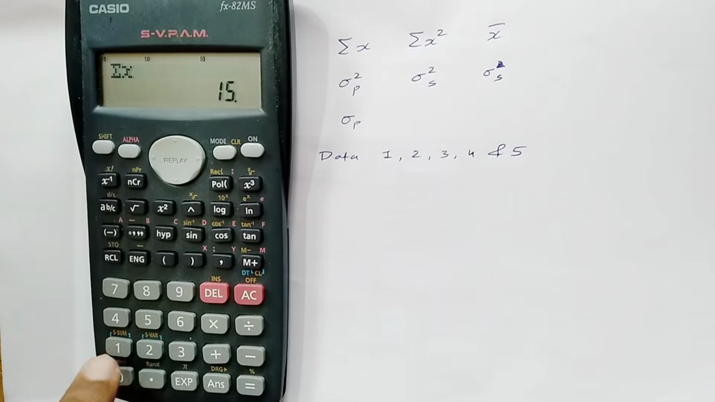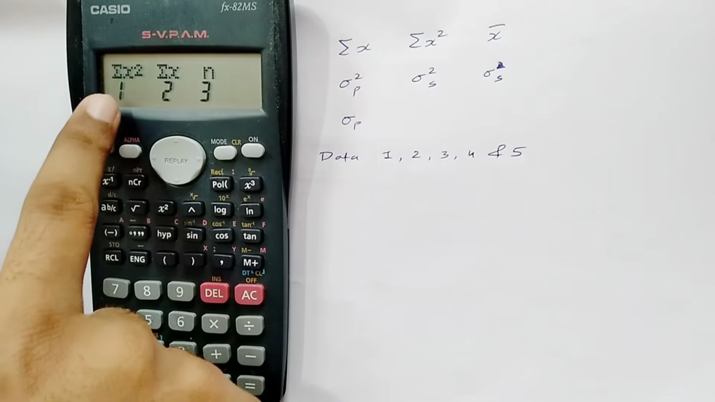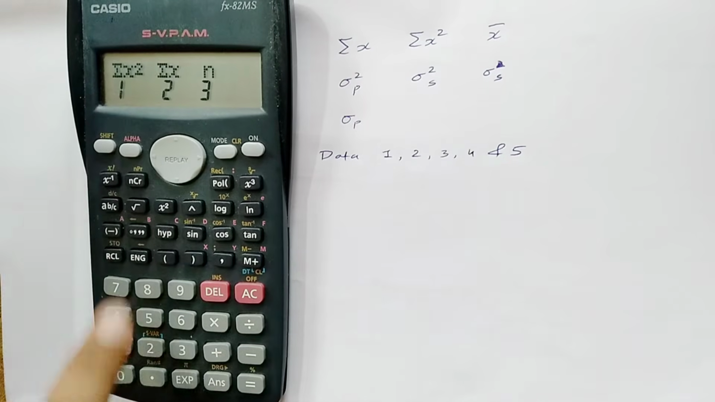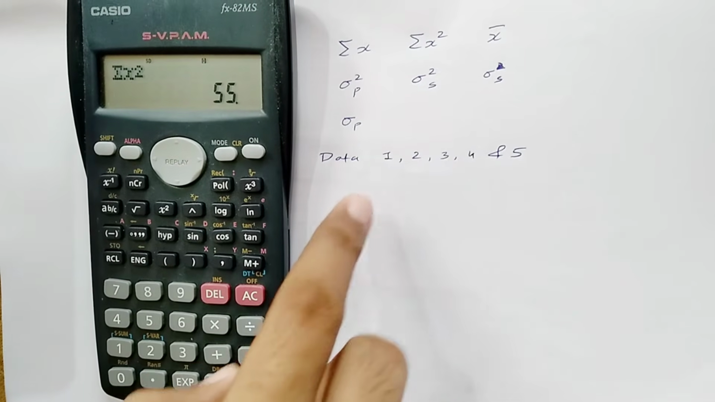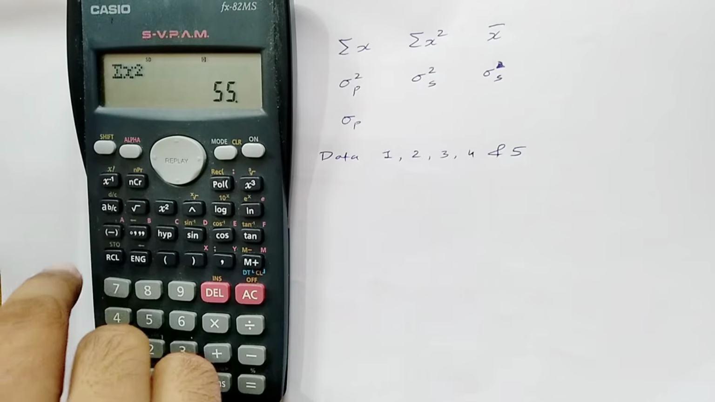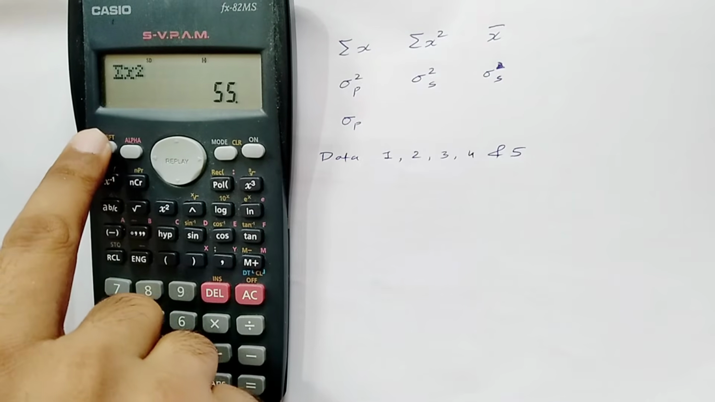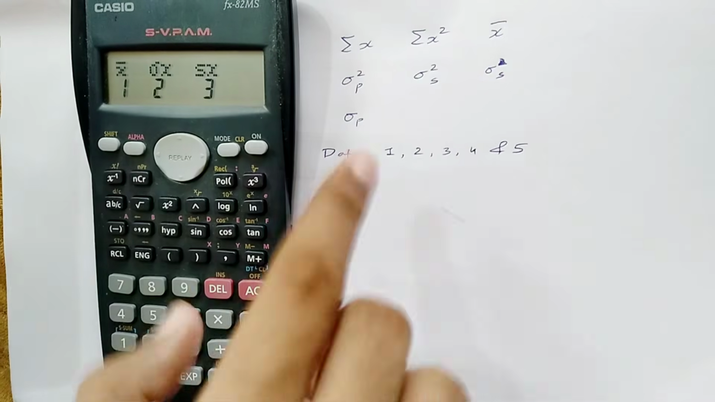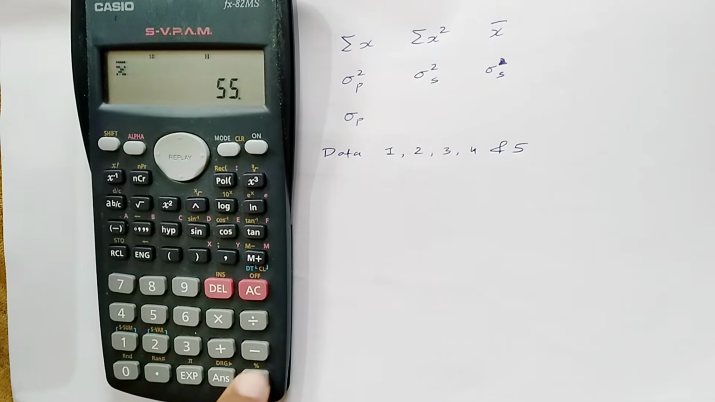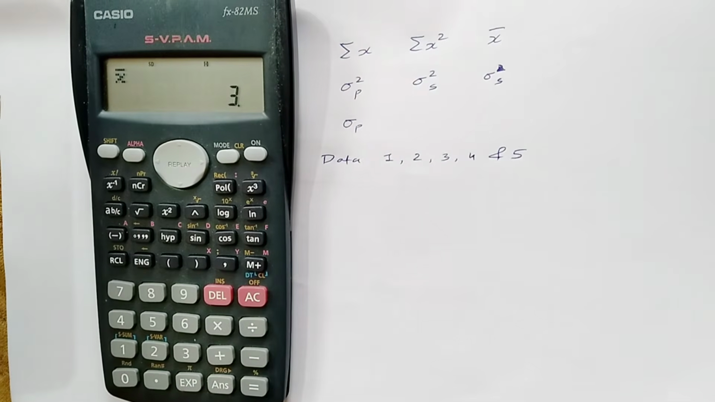Again press shift 1. We want sum of square. So 1 equal to, that is 55. So sum of square of all this value is 55. Now we want to calculate mean. So again shift, press 2. The mean has the first position. So 1 equal to. So the mean is 3.